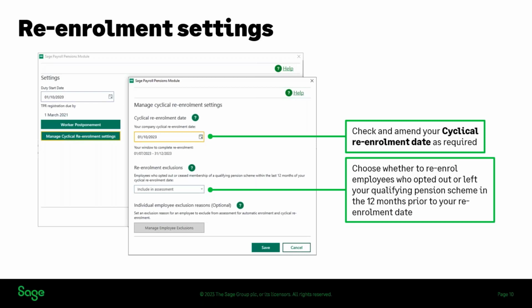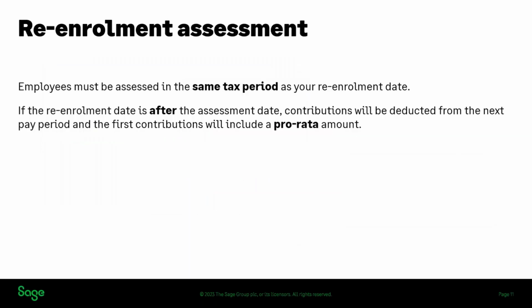So what we're going to talk about next is when this all happens. As you approach your re-enrolment date, it is important to assess your employees for re-enrolment at the right time. And this will need to be done in the same tax period as your re-enrolment date. Now, if you run a pension assessment as part of your payroll process, it means you're not going to miss this. It'll just happen at the appropriate time.